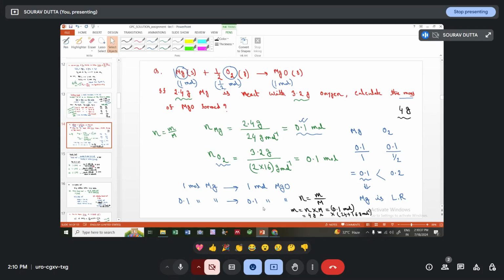Now you have to calculate just in the mass. So number of moles equals mass by molar mass. So mole equals 0.1 mole, and the mass of the corresponding magnesium oxide, magnesium 24, oxygen 16, so 24 plus 16 into 0.1, your answer will be 4 gram.